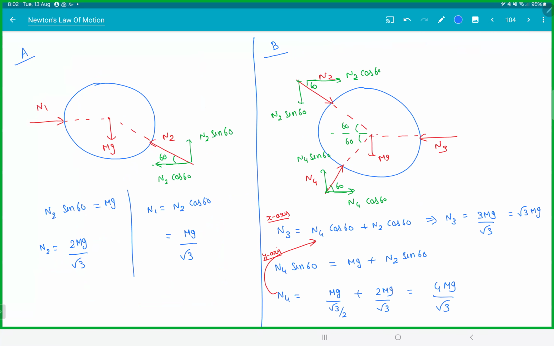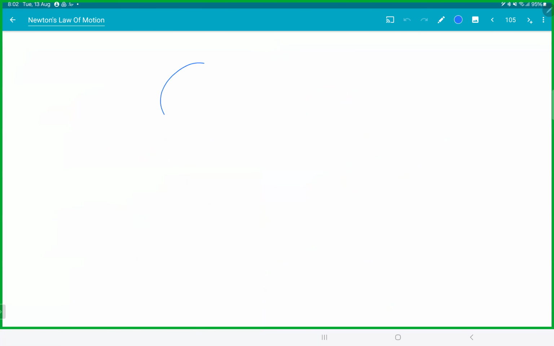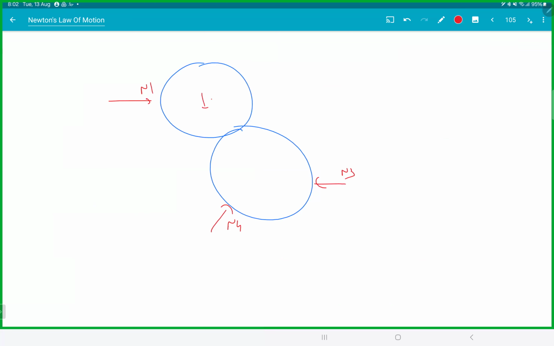So the main catch in this question is finding the angle, and taking the overall thing as a system will save you time. That's it. You could have taken A separately, B separately, C separately, and solved it. You would have still got the answer. If you had actually taken A and B as one system, your life would have been much faster. Then there is only N1, there is a N3, and there is N4. There's an mg and there's an mg. So N4 ka vertical component is 2mg. N4 ka horizontal component, and N1 is N3. So you would have got it a little faster.